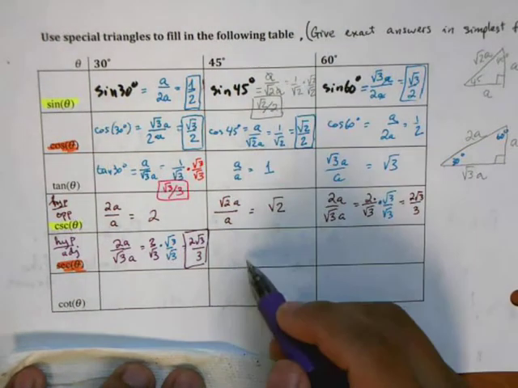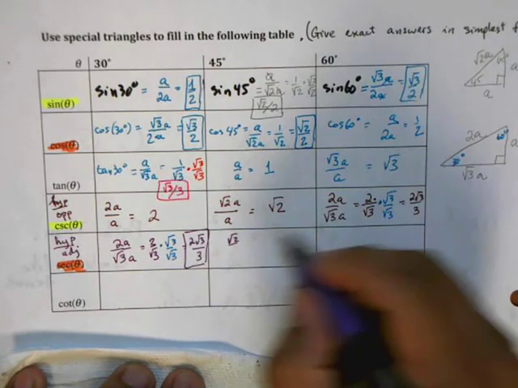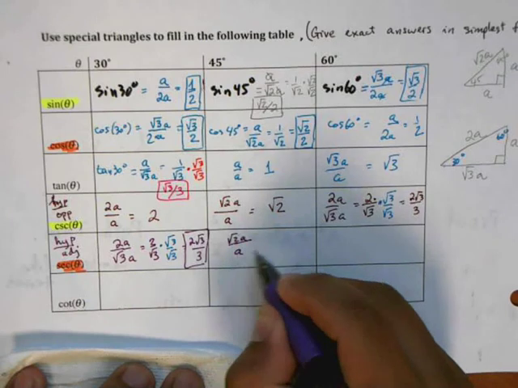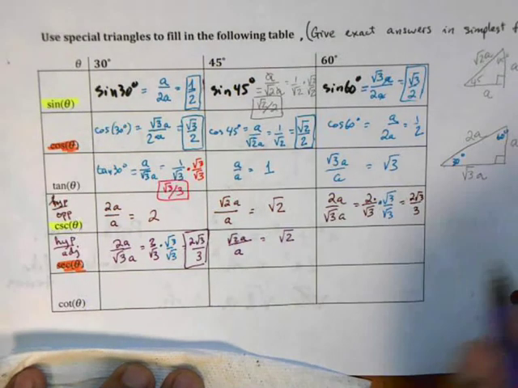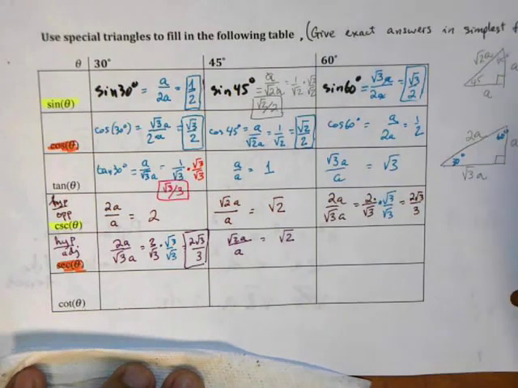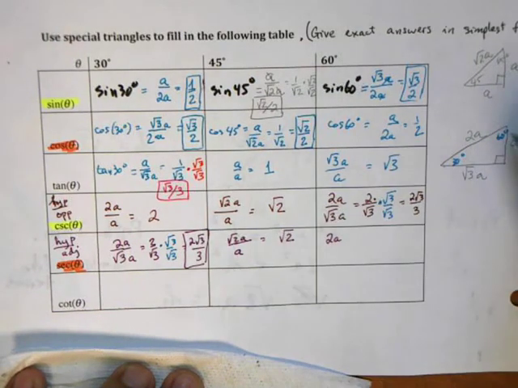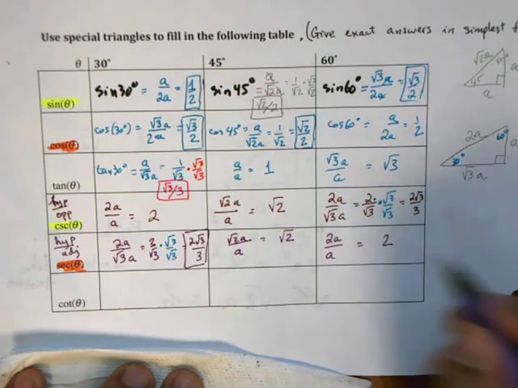Let's keep going here. Secant of 45 degrees is the hypotenuse over the adjacent side. So that again reduces to square root of 2. Secant of 60 degrees is the hypotenuse, 2a, over the adjacent, which is a, and that gives me 2.